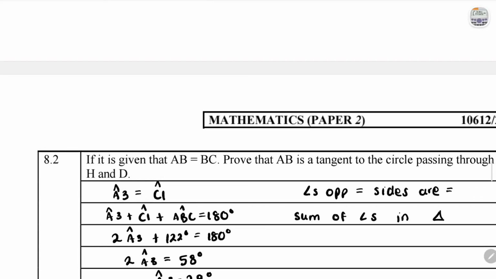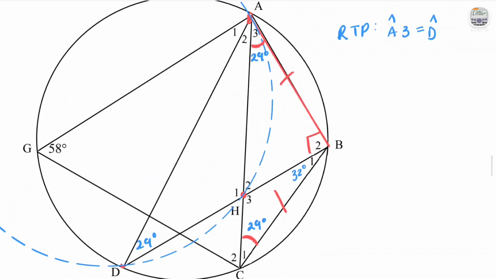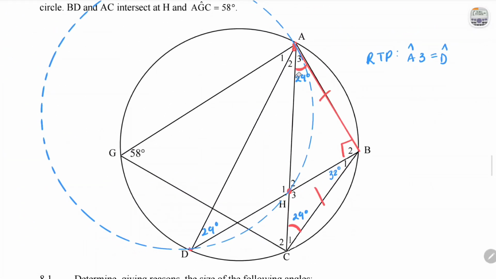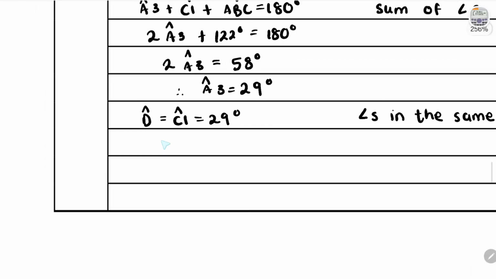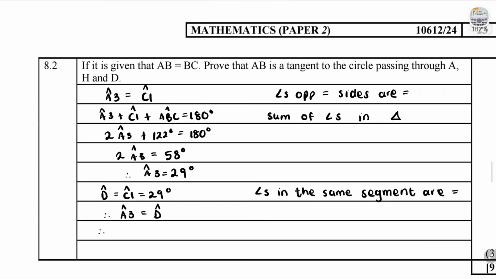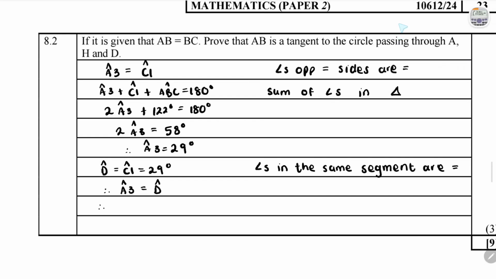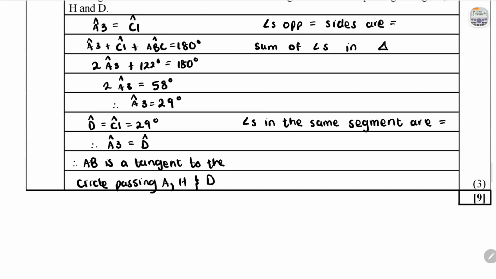And so the whole point of this is because we saw that the angle between this supposed tangent AB and this chord is 29 degrees, and the angle supported by that same chord in this circle is also 29 degrees, then that proves that this over here is indeed a tangent to the circle passing through A, H, and D. Okay, so at the end, we're just going to conclude that we can see they're exactly the same. So angle A3 actually is equal to angle D, and therefore we can conclude that AB is a tangent to the circle passing through A, H, and D.